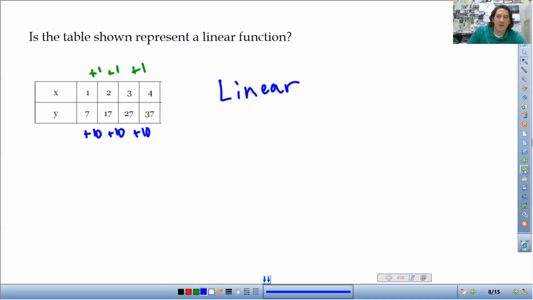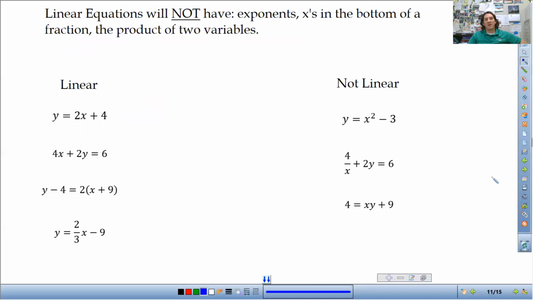All right, we're going to skip ahead a little bit. So linear equations. If you're just looking at linear equations, they will not have these things: exponents, x in the bottom of a fraction, or the product of two variables. Let's actually talk about the non-linear stuff first. First one, this one's not linear because here, there's an exponent. So not linear.